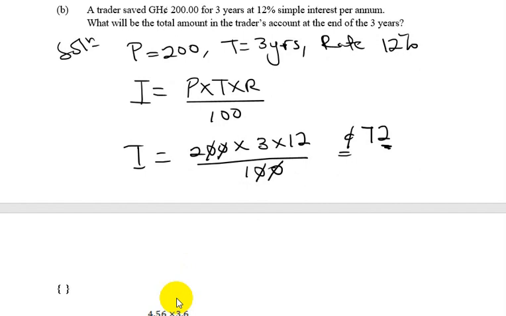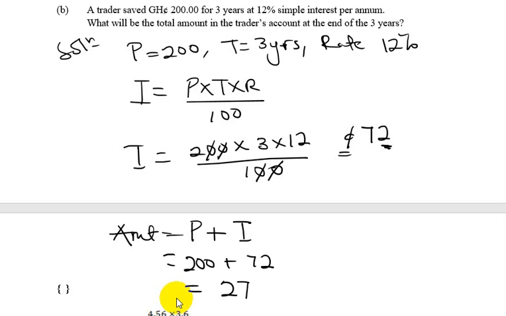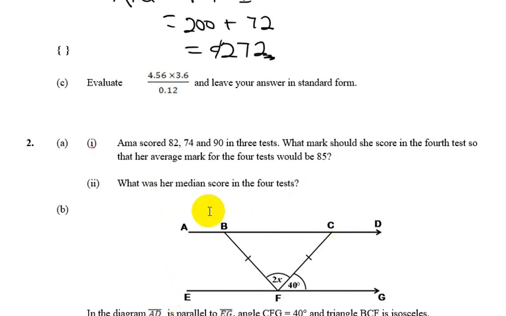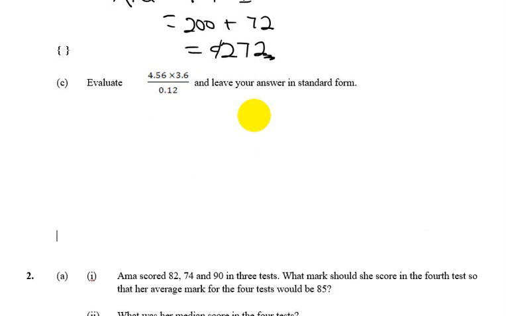But we want to get the amount that will be in his account. But what's the formula for amount? Amount is the principal plus the interest that the person will get. So that one will be 200 plus 72, and that is going to give us 272. So at the end of the 3 years, 272 will be in the person's account. Now let's look at the C part of question 1.